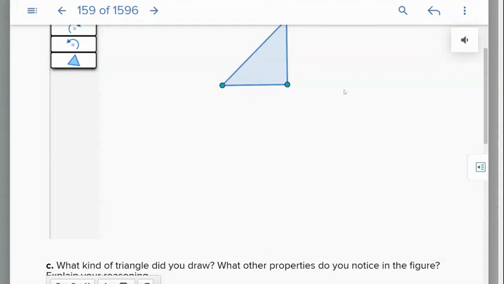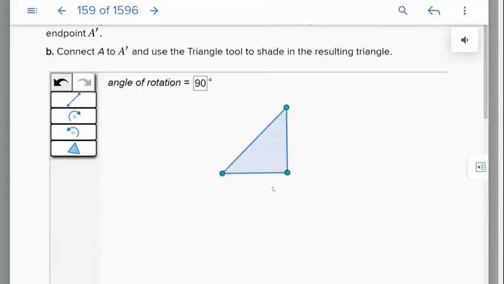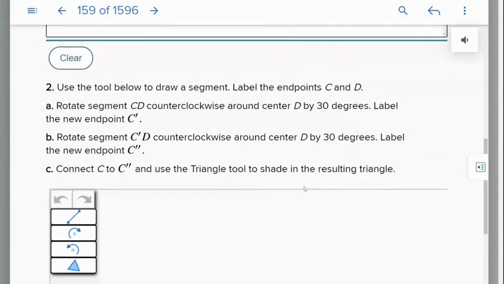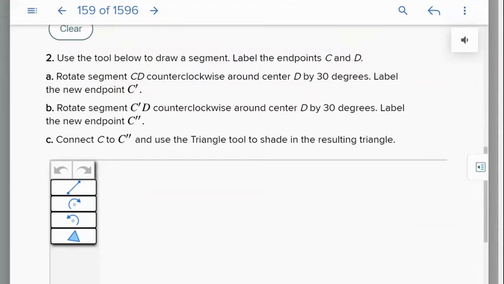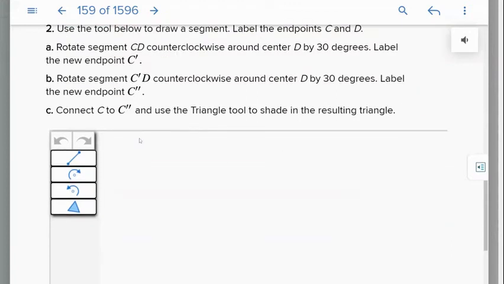And then what did I notice about the figure? I noticed that AB is the same length as A prime, B prime. A prime's up here, B prime is right where it was in the beginning with B. All right, let's see. Use the tool below to label the endpoints CD.